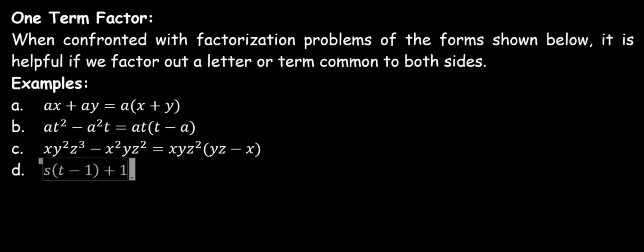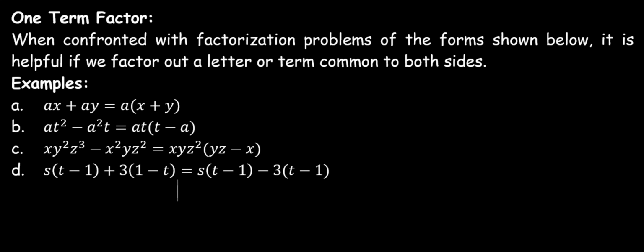Let's take D. If we have s into t minus 1, bracket close, plus 3 into 1 minus t, bracket close, which is equal to s into t minus 1. In the first case, you have no problem. But in the second case, we just factor out the minus so that our t minus 1 will be the same in both cases. So you now have minus 3 into t minus 1. You can now see that we have t minus 1 common to both. So we can now proceed to say, okay, t minus 1 factored out, and you'll be left with s minus 3. Let's take an example to buttress our point.